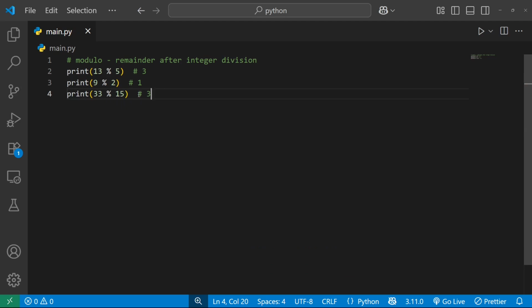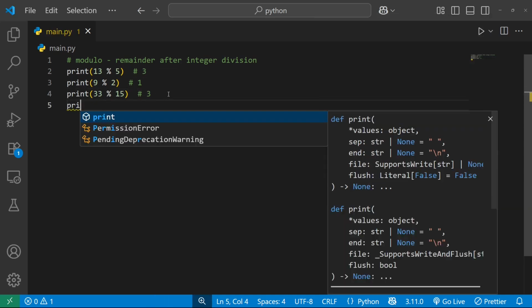I will print, for example, something like this. So the result will be 3, or the remainder will be 3. So what does it mean? How many times is 15 in 33? 2 times. 2 multiplied by 15 is 30. And what is remainder? 3.